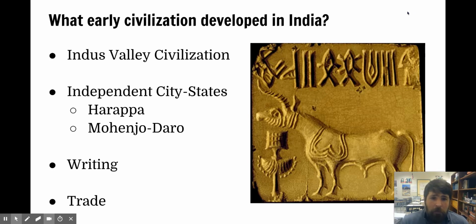We also know from this tile that the people of the Indus Valley Civilization engaged in trade with Mesopotamia, and we know that because this tile was made in the Indus Valley, and it looks like a lot of other tiles from the Indus Valley, but it was found in Mesopotamia. So we know that it was part of some trade that was taking place between the people of Mohenjo-daro or Harappa and the people of Sumer.